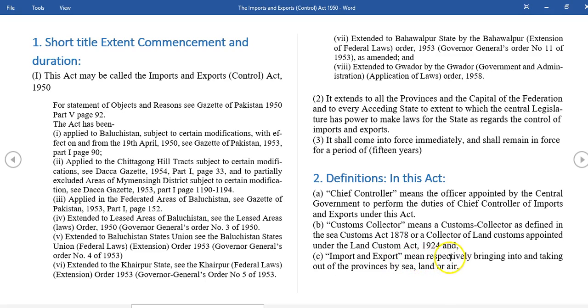To me, the import and export definition as defined in this act is quite interesting. It's very simple and easy but very inclusive. It includes almost all aspects of import and export, because it just mentions that by import and export, this act means bringing into or taking out of the provinces by sea, land and air. So anything that goes out or comes into our country by sea, land or air falls under import and export.